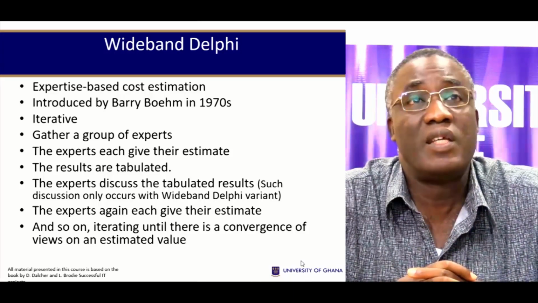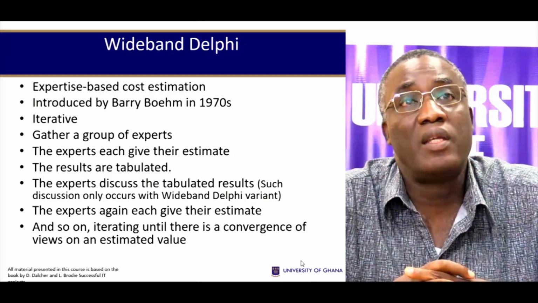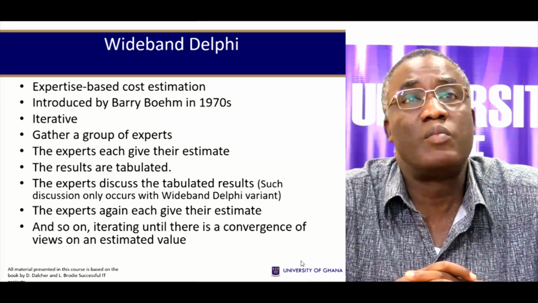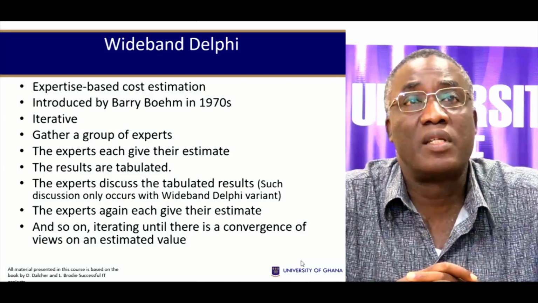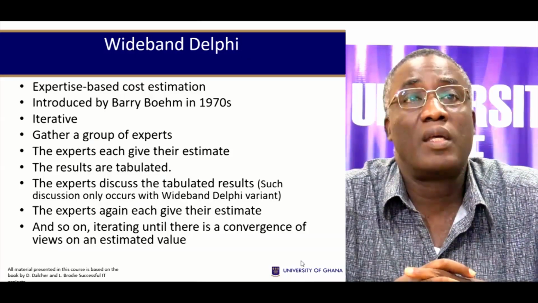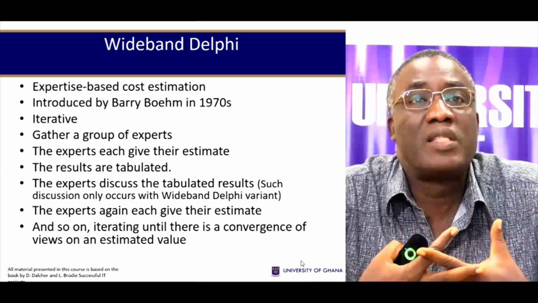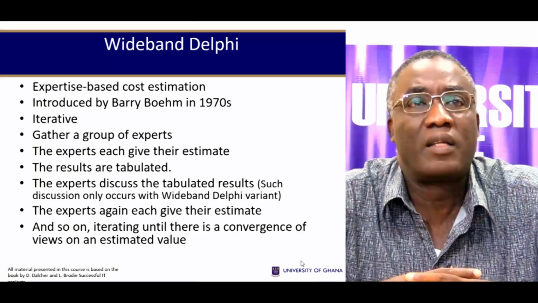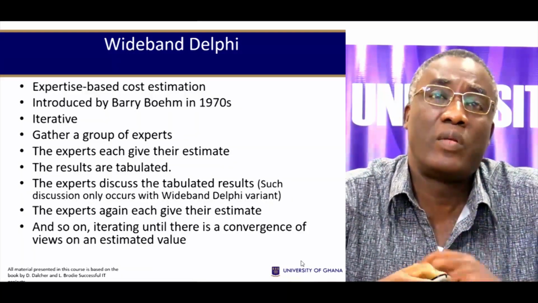It's iterative in nature. The way it works is that you gather a group of experts, and each expert gives their estimates of the cost. The results are then tabulated. The experts then discuss the tabulated results, and then give their estimates again based on the discussions they've had. So this goes on until there's a convergence of views on the estimated value.